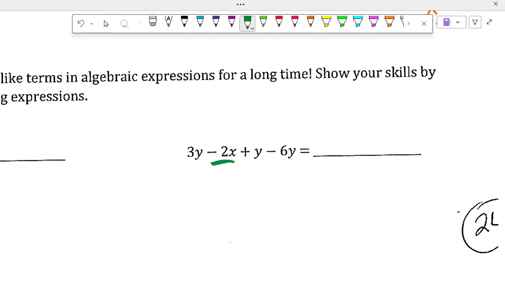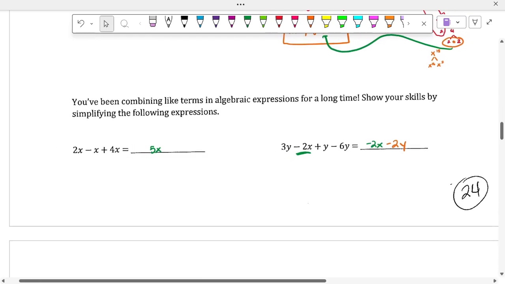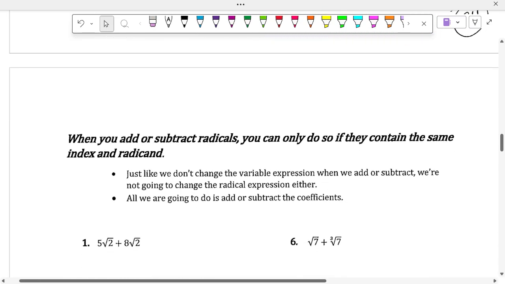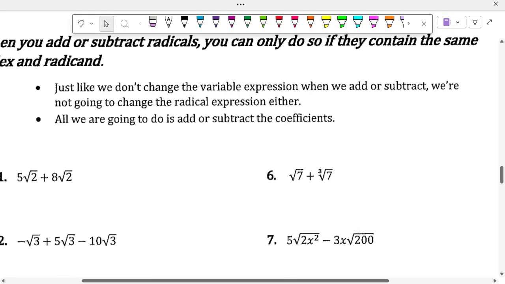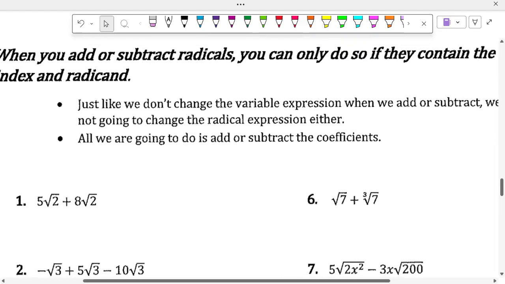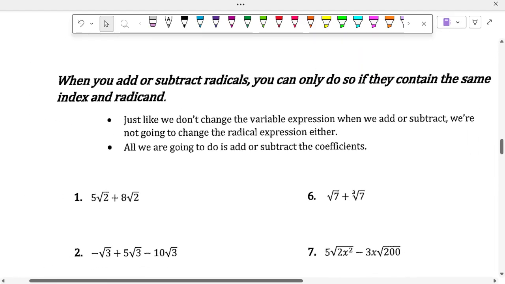So the 2x, we just bring it over because there's nothing combined. And then 3y plus y is 4y, minus 6y is negative 2y. Now, why are we talking about combining like terms? Because again, it comes back here.